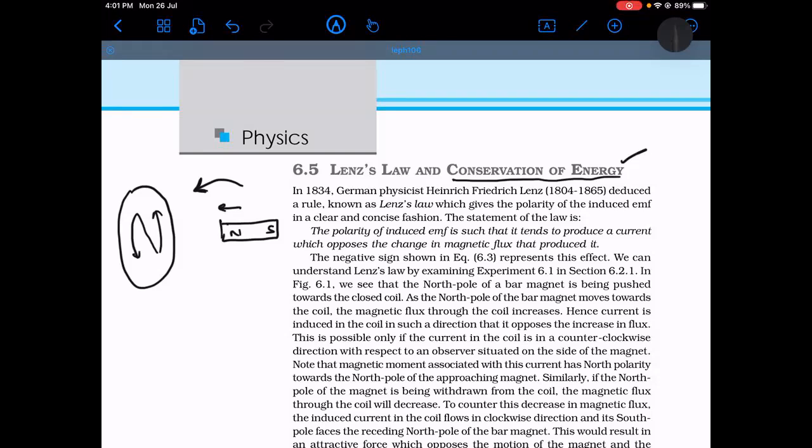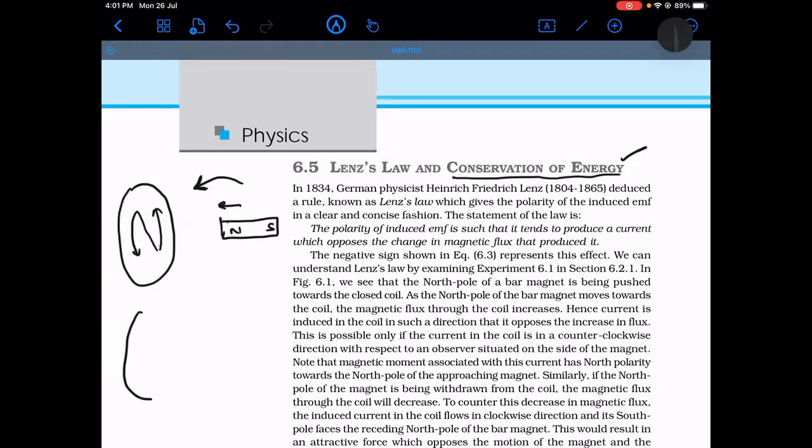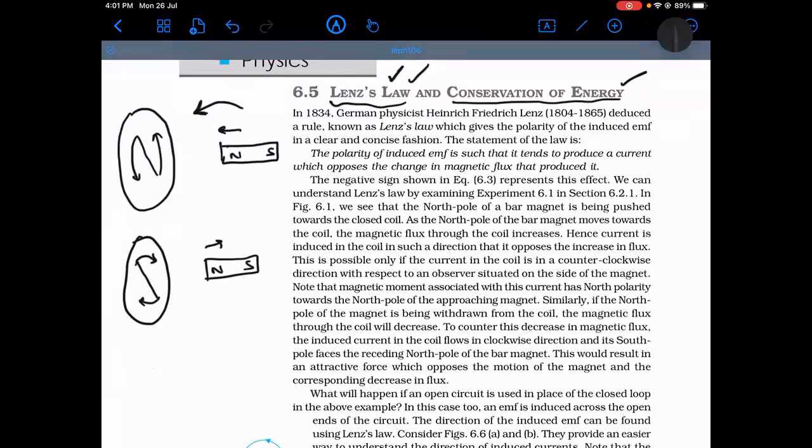In a similar way, had the north pole been moved away from the magnet, then what would have happened? Then south pole would have got generated. Am I clear? So this is what happens. And this particular phenomenon is due to the concept called Lenz's law. So what that Lenz's law is, we'll see in tomorrow's class.